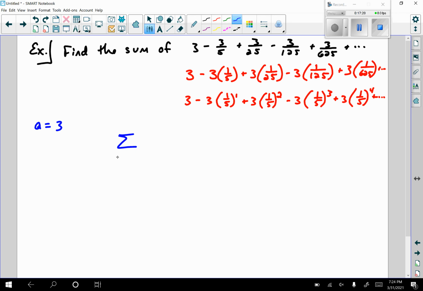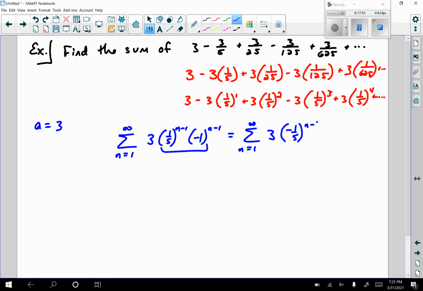So we get the summation as n goes from 1 to infinity. A is 3, and then we are going to have 1/5. Remember, it's always r to the n minus 1, but we need this to be an alternating series here, just like a sequence. We need that -1, but it needs to be to the same power, to the n minus 1. And we can combine these two. So now we get the summation as n goes from 1 to infinity of 3. Because these have the same powers, I can multiply this together, so it's -1/5 to the n minus 1. So now r is equal to -1/5.